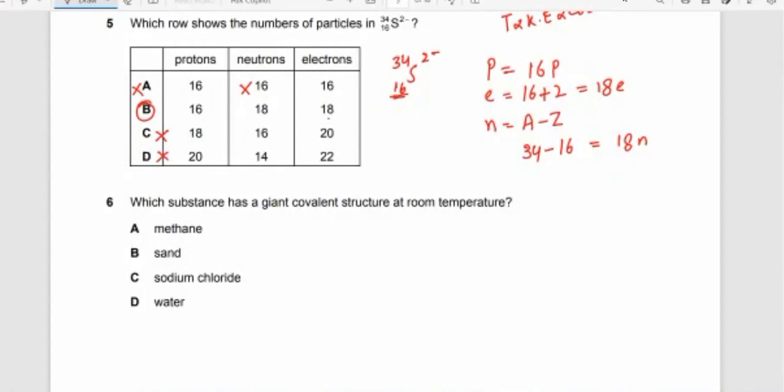Which substance has a giant covalent structure at room temperature? Methane, you know that this is simple. Sand, SiO2. You have studied its structure. It resembles diamond. This is a giant structure. Sodium chloride does not have a covalent structure, it has ionic, but not giant. You can say it is in crystalline form. H2O is also covalent, but it is a simple structure, meaning H, oxygen, and H.